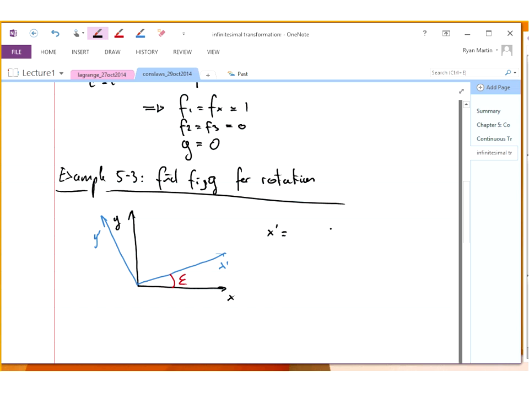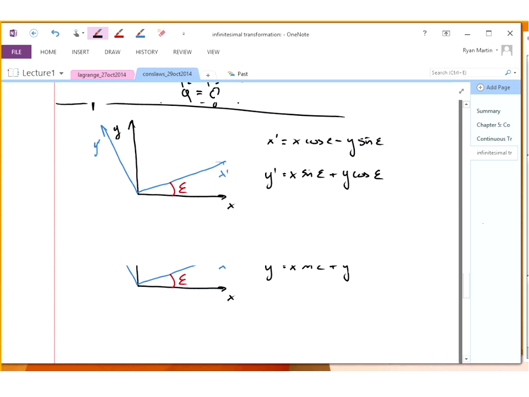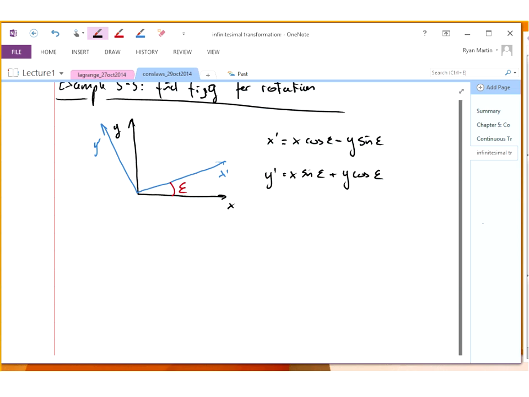Alright, so hopefully you remember from undergrad that you can write this transformation as x prime is equal to x cos epsilon minus y sine epsilon, and y prime is equal to x sine epsilon plus y cos epsilon. If you don't remember this, think of a rotation matrix. Okay, so now we want to find the f and g, so therefore the infinitesimal version of the transformation.